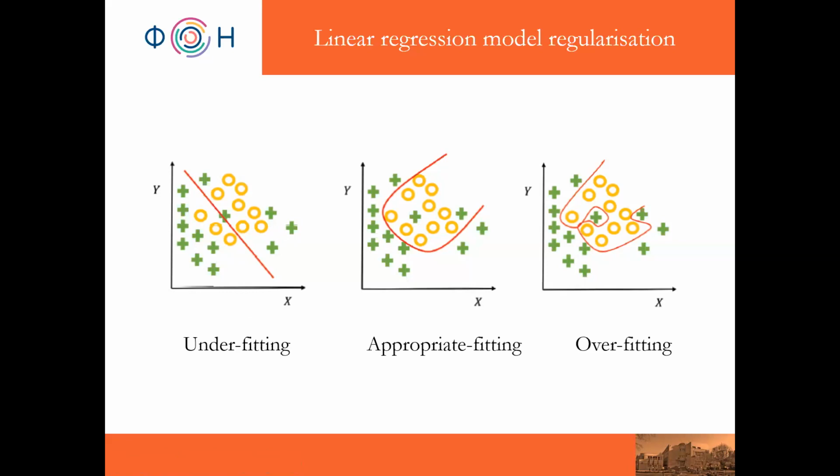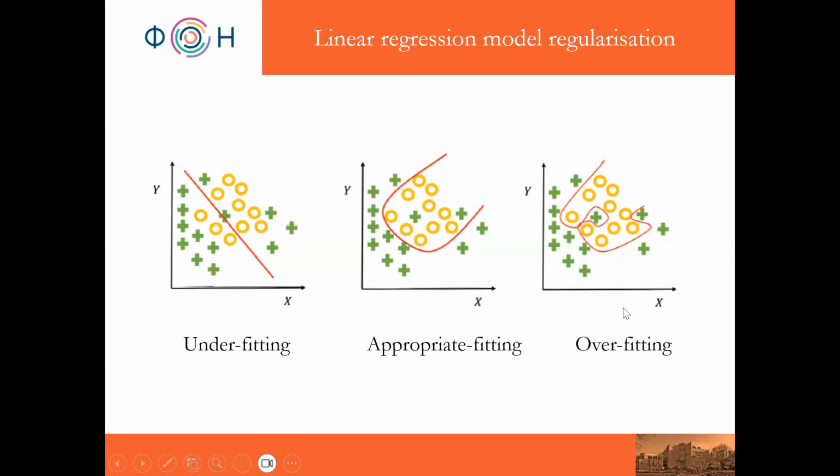And in the middle graph, we have appropriate fitting. So now we can see that, okay, there is a line. The line pretty well differentiates between the two types of symbols that we have. It's not perfect. We can see that here in this yellow segment, there are two green symbols. But again, we can say that this fitting is appropriate.